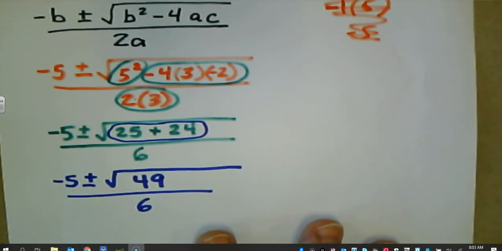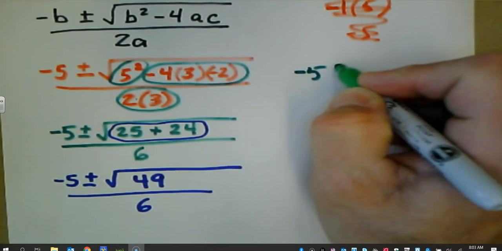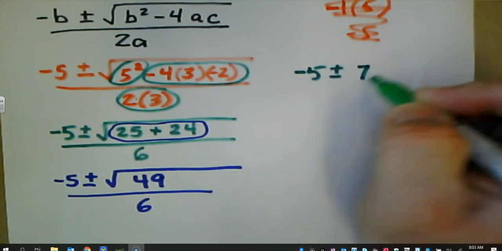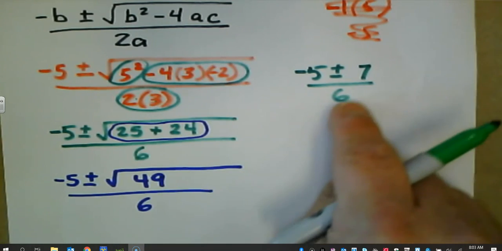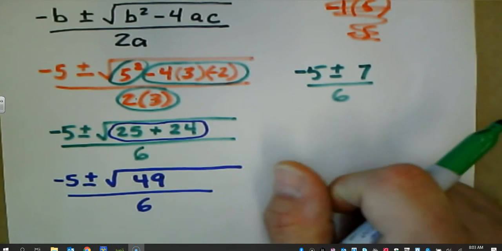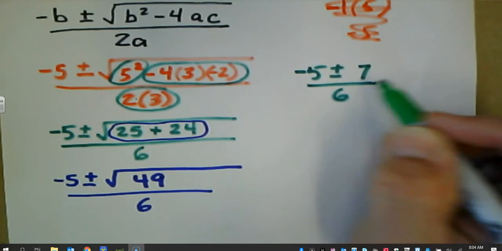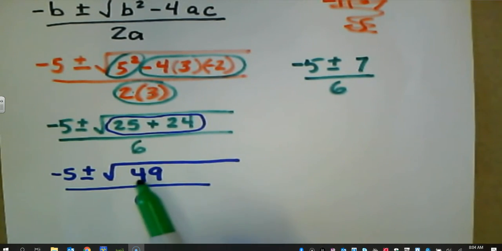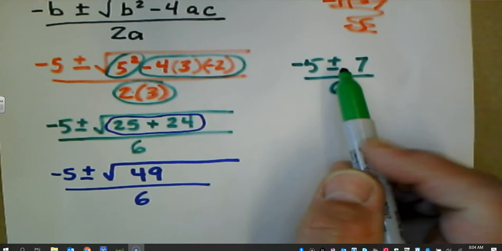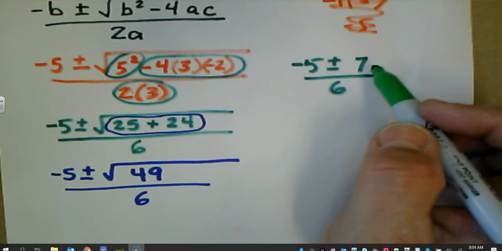So this is what you're going to do, guys. You're going to rewrite it up here. -5 plus or minus 7 over 6. So I took the square root part, it became 7, and I put it over there. Anybody not understand that? And don't worry, we're going to go through a few more of these. So I just did the square root of 49, and I just changed it to 7. Don't put the square root back on it because we took care of the square root, okay?